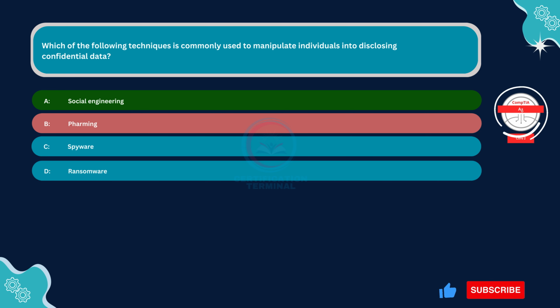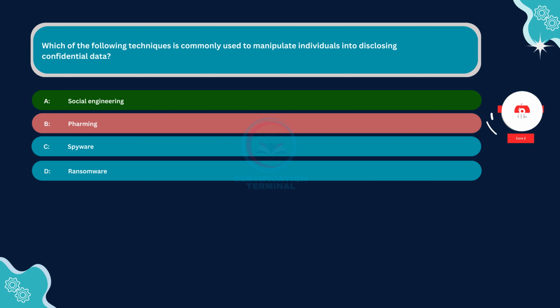Option B, farming, is incorrect. Farming is a technique used to redirect website traffic to fraudulent websites, typically through DNS poisoning or malware. While farming can lead to individuals being directed to fake websites where they might inadvertently disclose confidential data, it does not involve direct manipulation of individuals, as social engineering does.